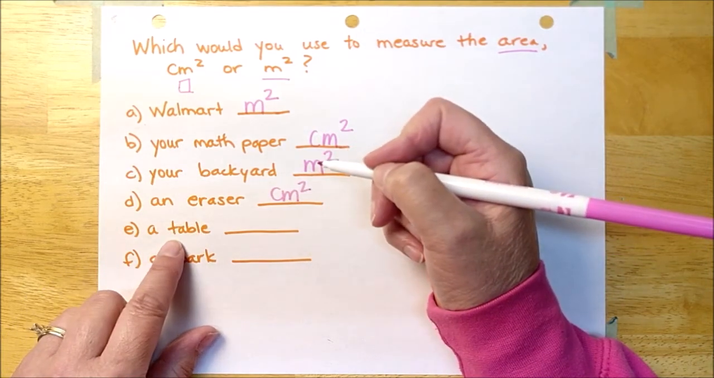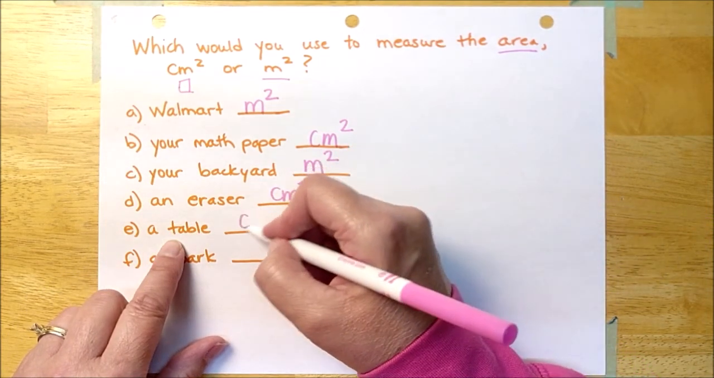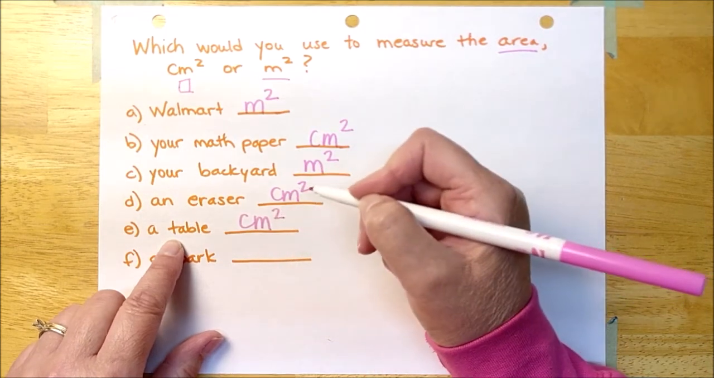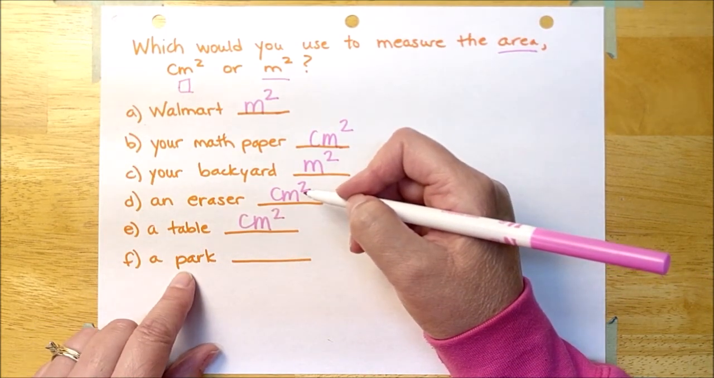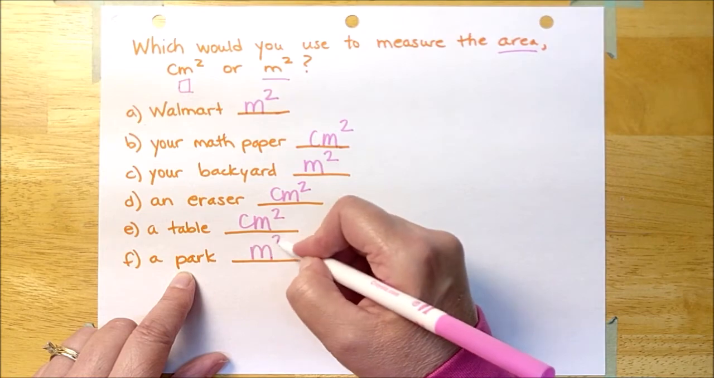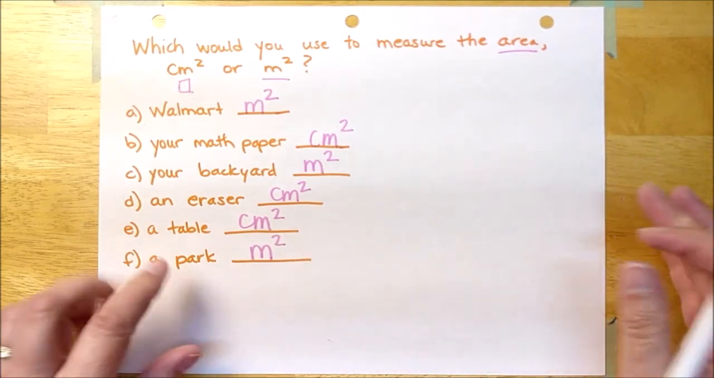A table. If I'm looking at this table here, I would use centimeters squared because that's smaller than a meter stick. How about a park? I would use meters squared to figure out the area of that one.